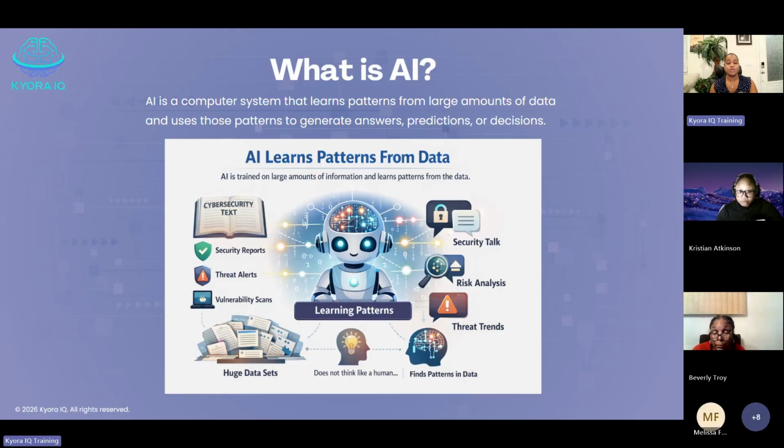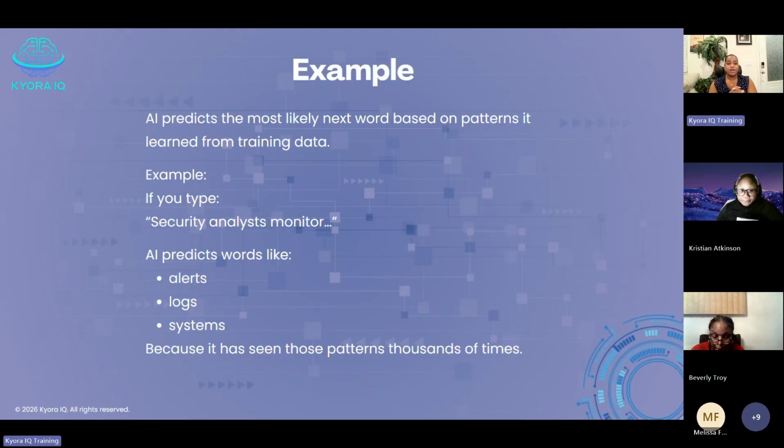You have to input security reports, threat alerts, vulnerability scans, huge data sets, risk analysis, threat trends. You have to feed it data, right? Once you feed it that data, then it can predict what it's supposed to do next based off the data that it's fed. Does that make sense to everyone? Yes. Okay.